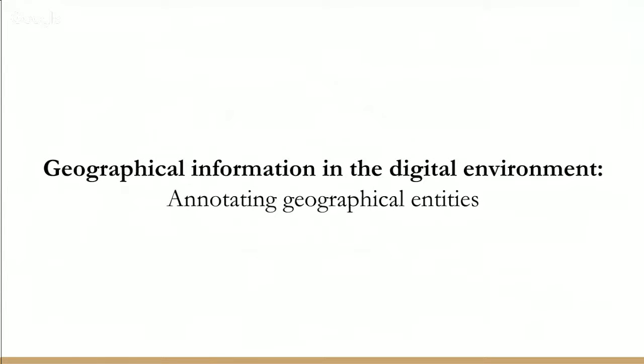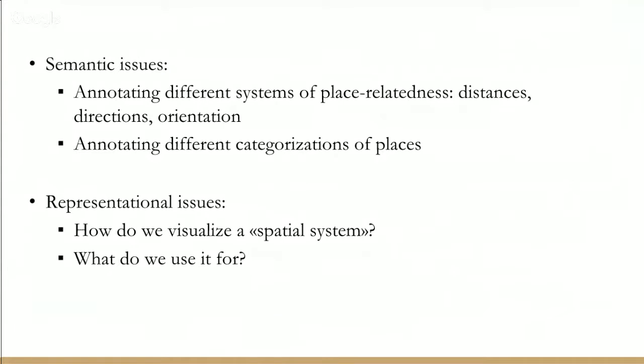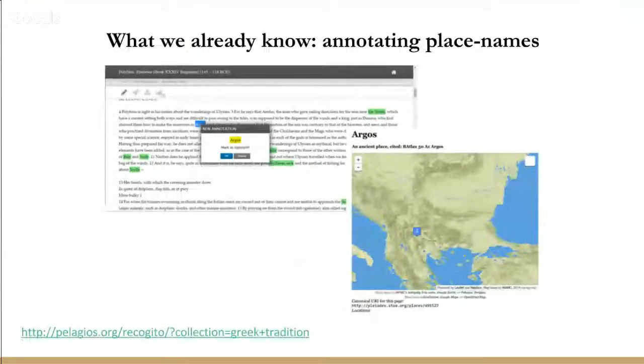So how do we deal with all of this? And how do we annotate geographical and spatial entities? So we have essentially two issues in this case. One is more pertaining to semantics. So how do we annotate different systems of place relatedness, essentially? And how do we annotate this overlapping between concepts and place names? And then we have representational issues. So how do we visualize this bunch of things as a spatial system, and how do we make it useful for us, and what do we use it for?